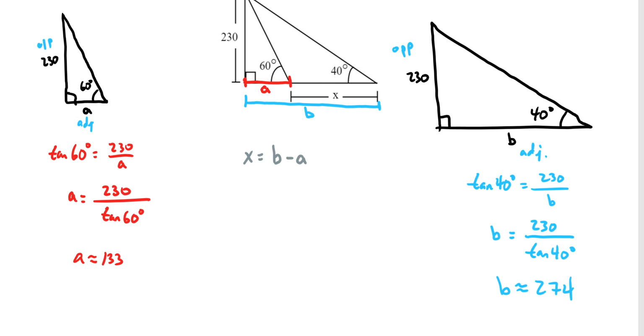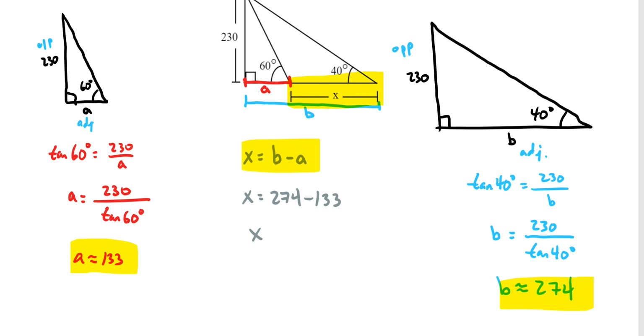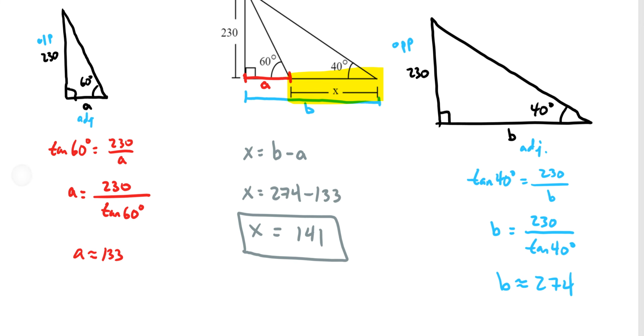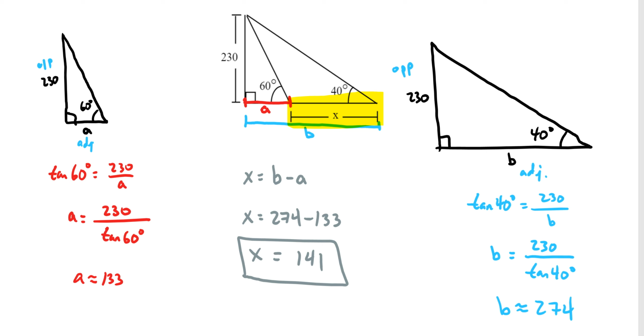274. So now in order to actually get our answer for what this x distance is, x equals B minus A. So just plug in our values. X equals 274 minus 133. That gives us an answer of 141. So our final answer for x here is 141. All right, so that is it for this chapter.